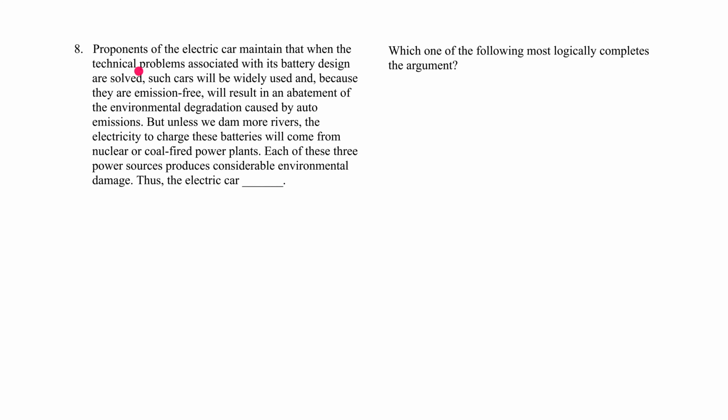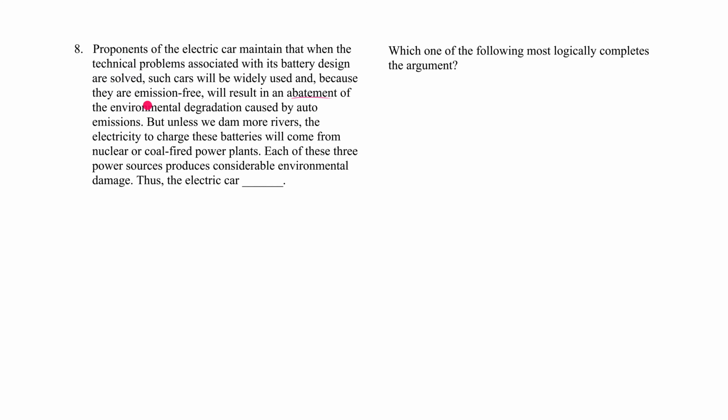So let's take a look at the stimulus. Proponents of electric cars maintain that when the technical problems associated with its battery design are solved, such cars, referential phrasing, right? Electric cars will be widely used, and because they are emissions free, they will result in an abatement of the environmental degradation caused by auto emissions. Okay, that's quite a lot of information, right? It's 5-6 lines of information.